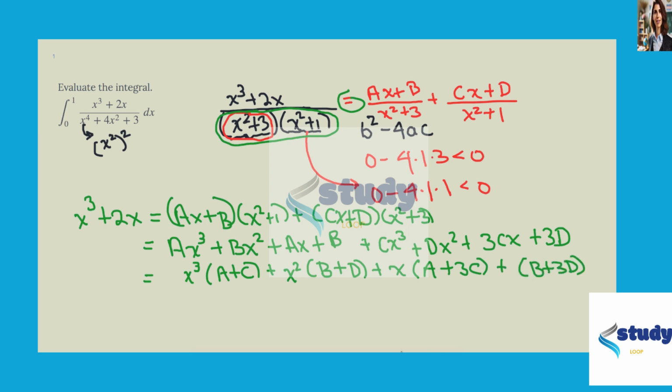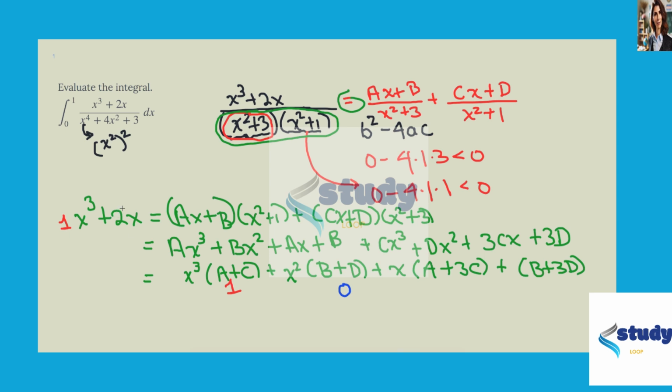Now let's look at the coefficients on the left and on the right. On the left, we see that there's a 1 in front of the x cubed. That means on the right, a plus c must be 1. We see that there's no x squared term on the left. That must mean that the coefficient of the x squared term on the right must be 0. So b plus d equals 0.